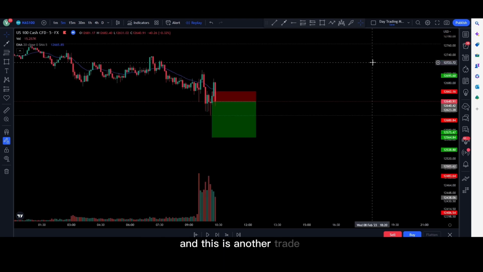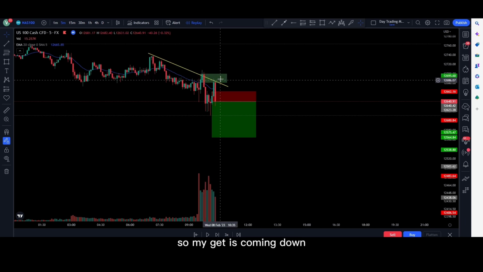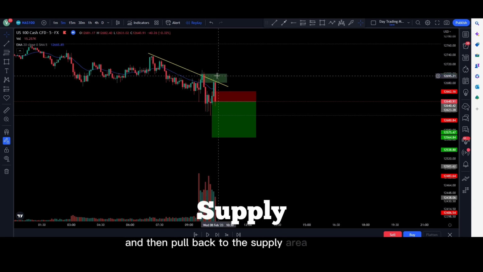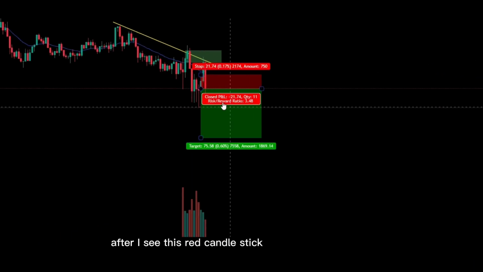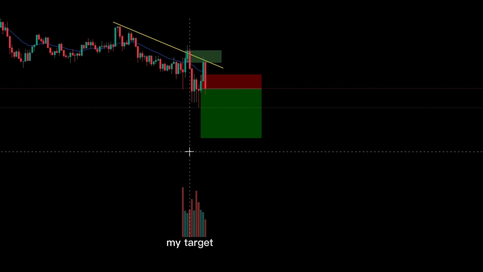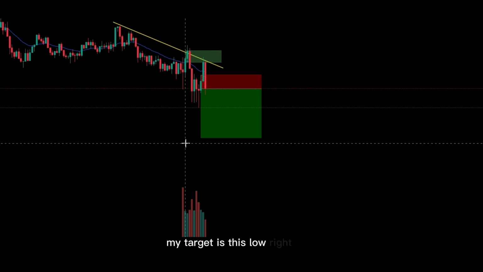And this is another trade. So the market is coming down and then pulls back to the supply area right here. After I see this red candlestick, I open the trade there. My target is this low right here.